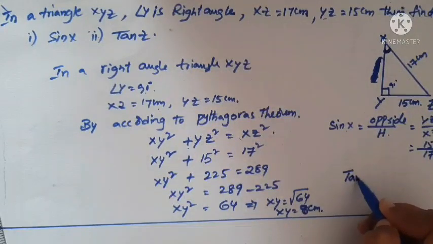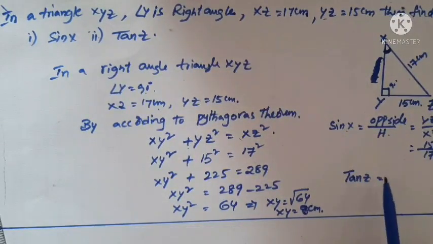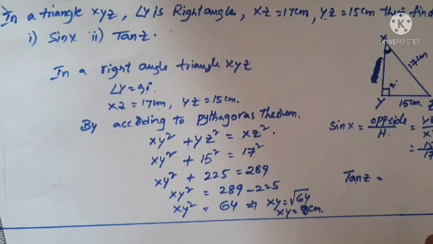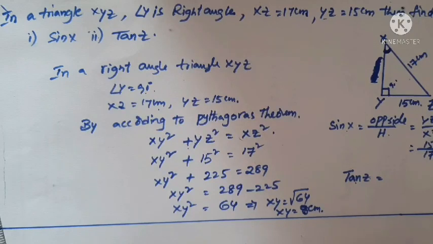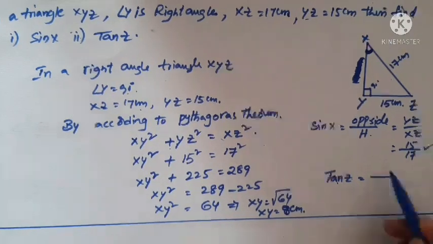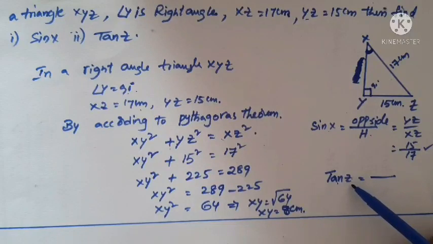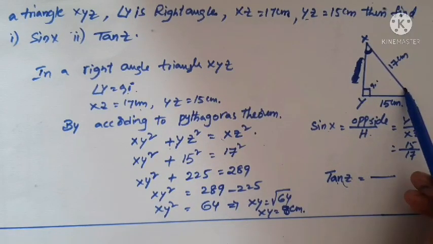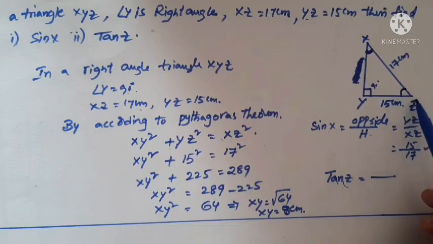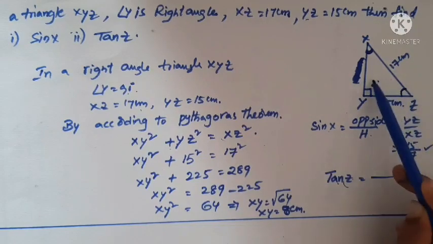And now you find out tangent. You must concentrate on the angles. If the angle changes, the opposite sides and adjacent sides also change. You have to remember, you must be careful while writing opposite sides and adjacent sides, for which angle you have selected the opposite and adjacent sides. That is very, very, very important. So here, what is the opposite side with respect to angle Z? See here in the figure, here angle Z. What is the opposite side with respect to angle Z? XY.